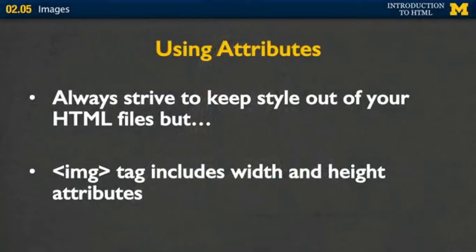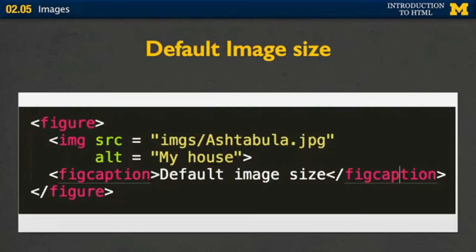Now, one of the things I talk about and everyone talks about is the importance of keeping style and content separate. And I really try to encourage people to not put any type of style attributes into their code. However, the image tag tends to be an exception because it includes both a width and height attribute. So let's go ahead and walk through, and I'll show you a picture of the site when we're done. The first option would be just use the default image size. I have my image tag, and I have my two required attributes: source, where you can find the picture, and the alternate text.